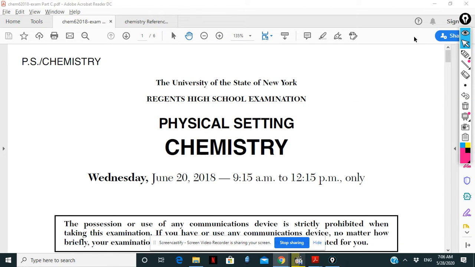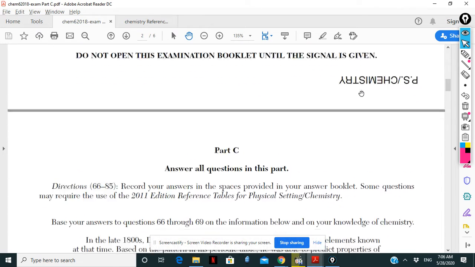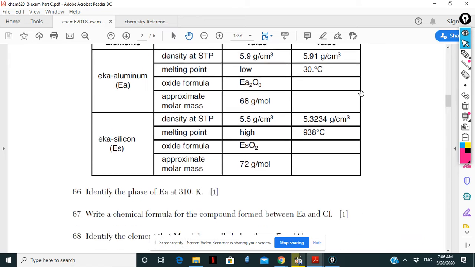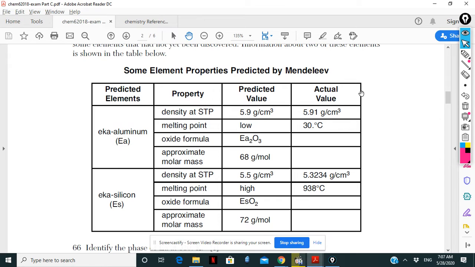Today we're going to explain the last part for the Chemistry Regents for June 2018, and that's Part C. Question numbers 66 through 69 relate to that table. You have predicted elements, eka-aluminum and eka-silicon, and he gives you the density at standard temperature and pressure, the melting point, oxide formula, and approximate molar mass.